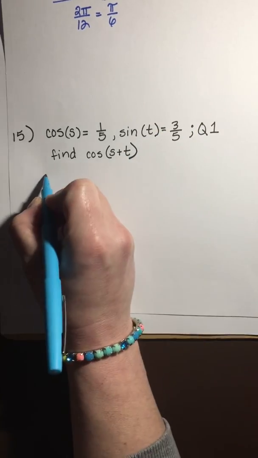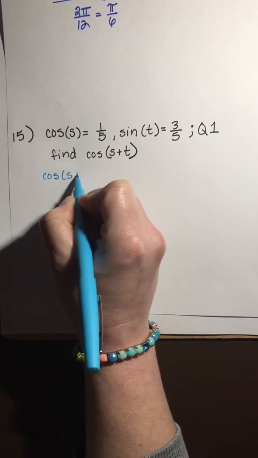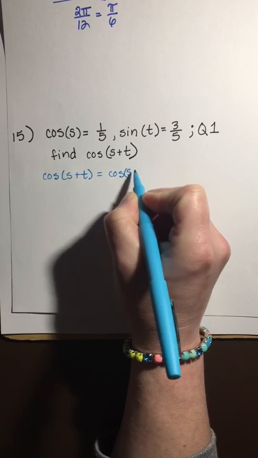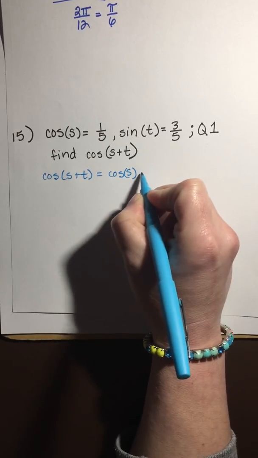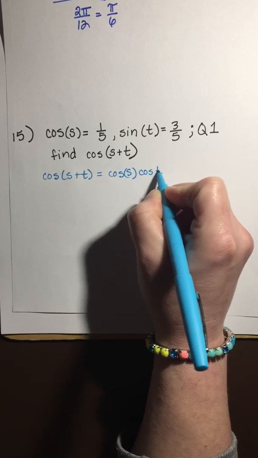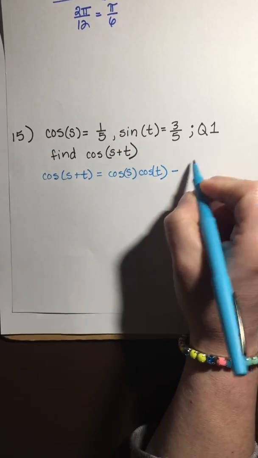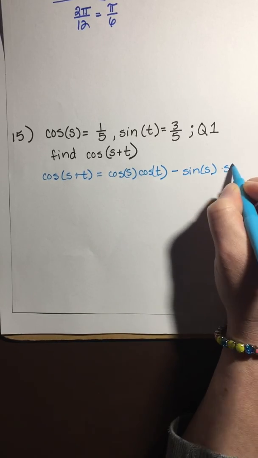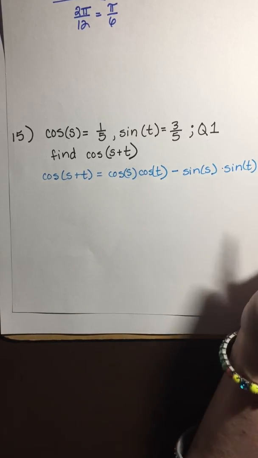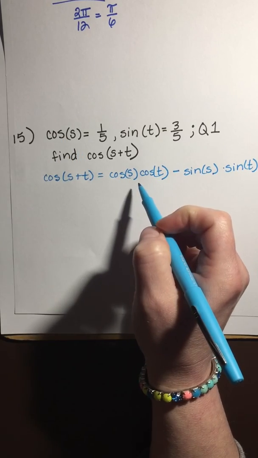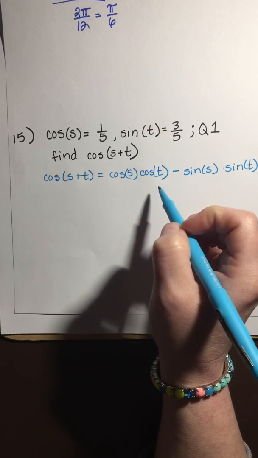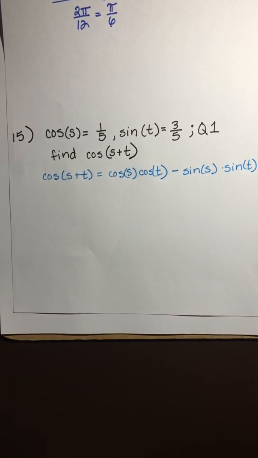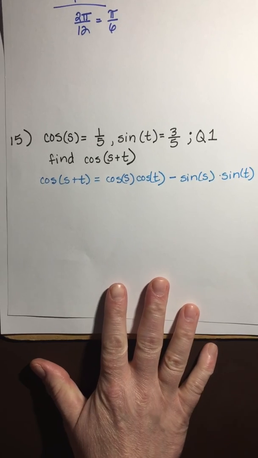So we know that the formula for the cosine of s plus t would be the cosine of s times the cosine of t, and then it'll be a minus the sine of s times the sine of t. All right, so I have the cosine of s, but I don't have the cosine of t, and I've got the sine of t, but I don't have the sine of s, so we have got to find those things.